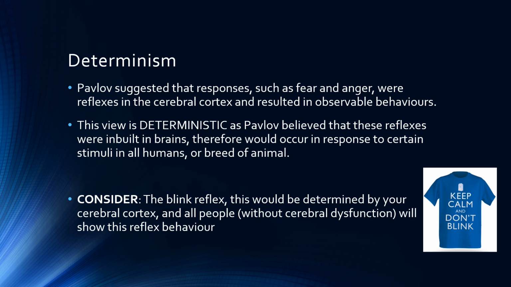So Pavlov argued that things like that are determined by your cerebral cortex, and that actually all people, unless of course they have some form of brain dysfunction, would show that reflex behaviour. Every single human being and the vast majority of animals will respond with a blink reflex should something come at speed towards their eyes, and you have literally no control over that. So that's where they're coming from when they talk about this idea of determinism. You are not making an active choice. You are not choosing to behave or respond in this particular way.